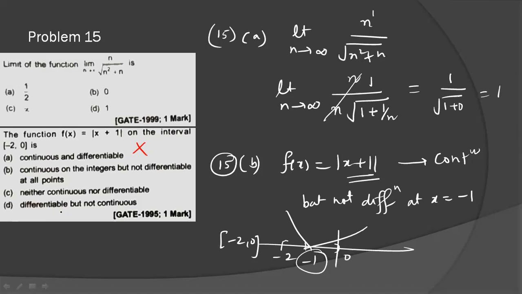What about D, continuous but not differentiable? This is also not correct. Neither continuous? No, it is continuous. And on the integers, everywhere it is continuous. So integers are also included because integers are a subset of real numbers. It means it is continuous at integers but not differentiable at all points. This is correct. It is not differentiable at minus 1. So it is the most appropriate answer for this question.